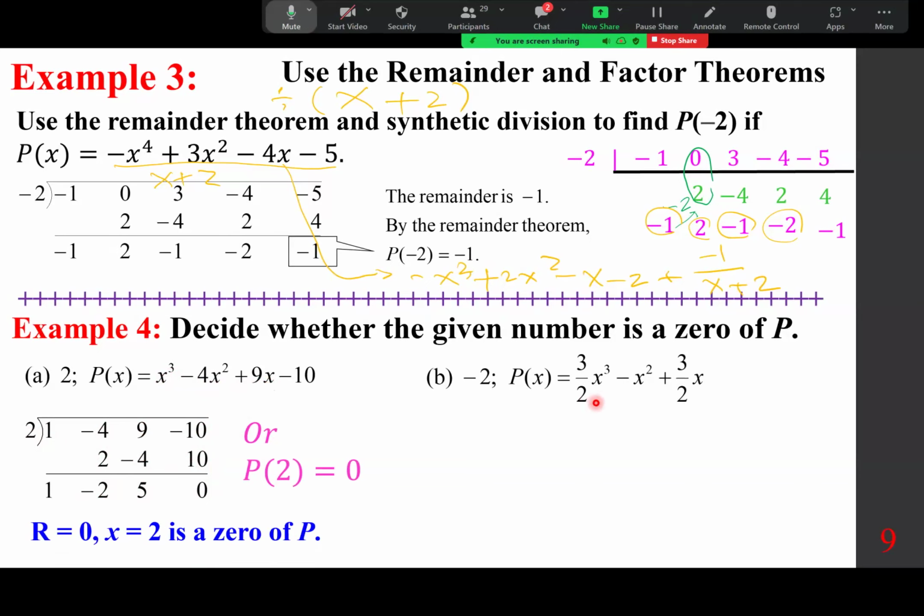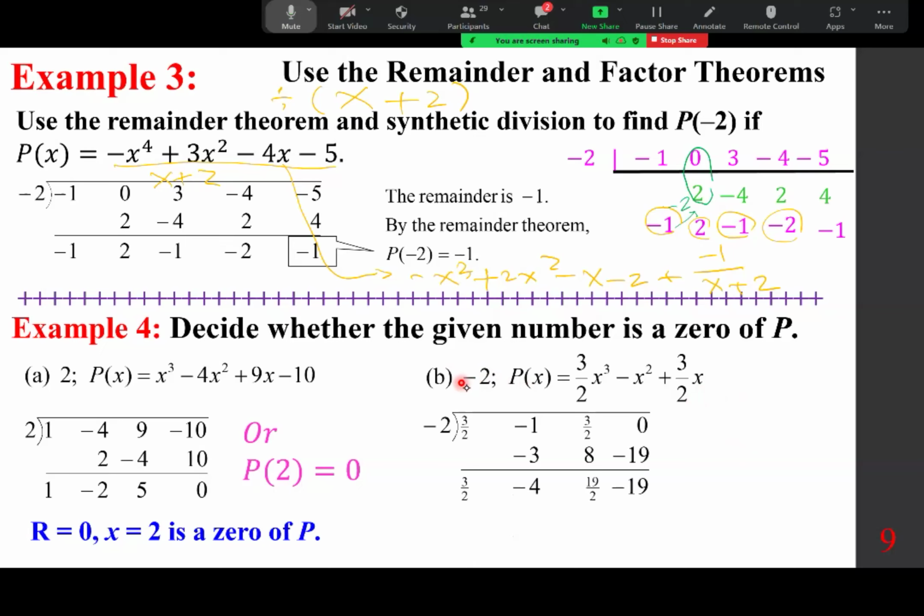For this one, we're going to put 3 halves, negative 1, 3 halves, and I don't see a constant, then we must put a 0. And then negative 2, that means we are dividing by x plus 2. And so you drop the first one, 3 halves, multiply it by negative 2, you get negative 3, and negative 1 is negative 4, times negative 2 is 8, and 3 halves, 19 halves, times negative 2 you get negative 19, and 0 is negative 19.